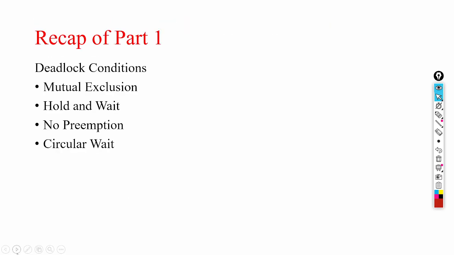So let's start. Before moving to part 2, let's quickly revise part 1. We learned four conditions required for deadlock. The first condition is mutual exclusion, where only one process can use a resource at a time. The second condition is hold and wait, where a process holds one resource and waits for another. The third condition is no preemption, where resources cannot be forcibly taken back. And the fourth condition is circular wait, where processes wait for each other in a cycle. Deadlock occurs only when all four conditions exist together. This concept we discussed in part 1.